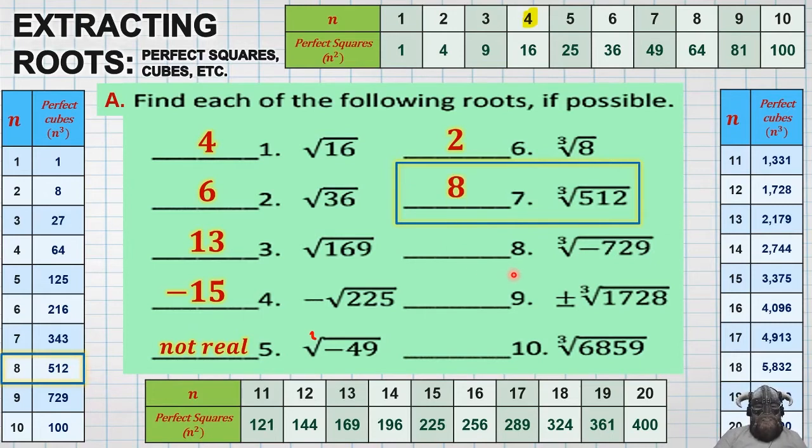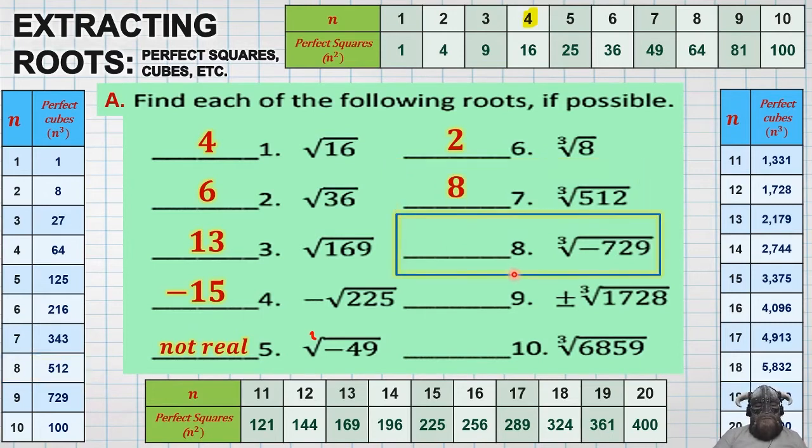Okay, next. Cube root of negative 729. So, may negative tayo dun sa loob ng radical sign, but if you take a look at the index, this one is odd. So, possible tayo magkaroon ng sagot at hindi not real yung magiging sagot natin. So, hanapin muna natin yung cube root ni 729 sa table. So, ito siya. So, that will be 9. At dahil negative yon, so ang sagot natin is negative 9. So, the cube root of negative 729 is negative 9.